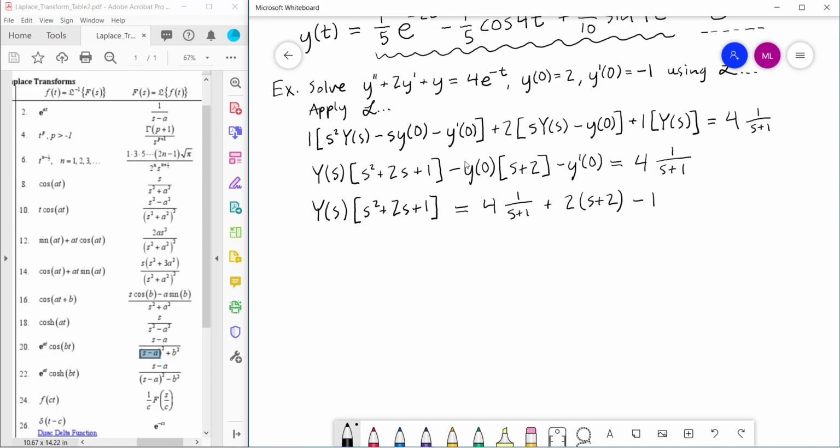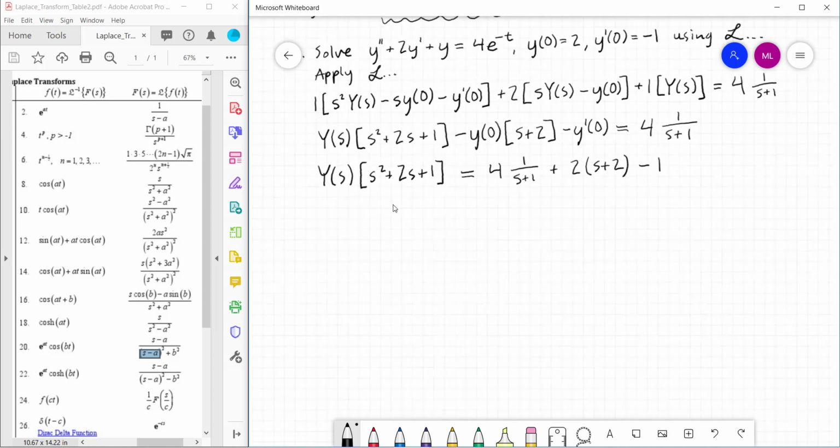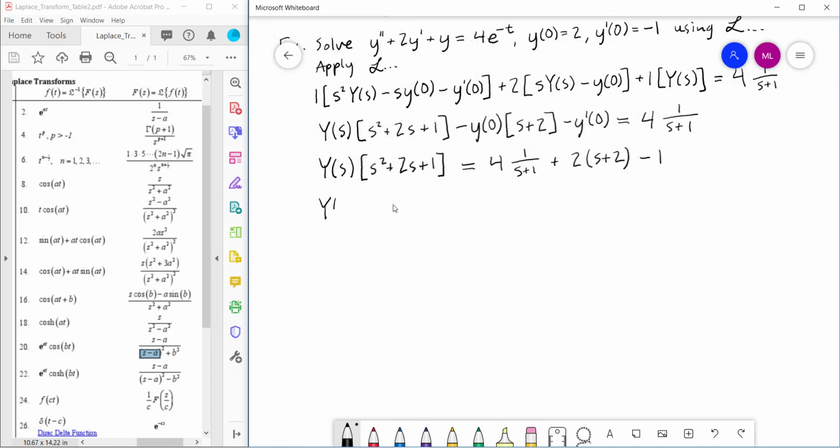Okay, so there's what we've got. The last step is to divide by our quadratic over here. So in one case, however we want to write this, we can write the 4 out in front if we want, whatever we want to do: 1 over s plus 1 times s squared plus 2s plus 1. So there's this piece after I've divided by this term.